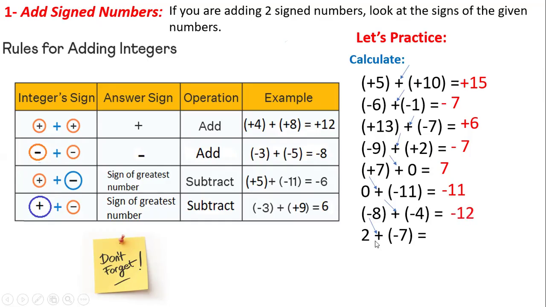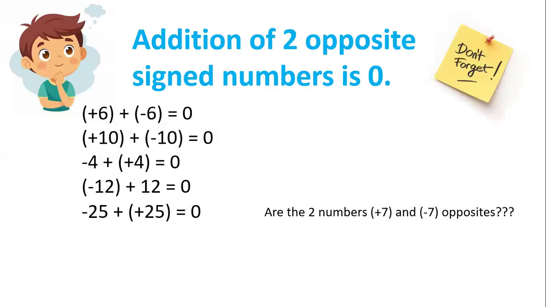2 plus minus 7, of course, the sign of 2 is positive. So a positive added to a negative, who's the greatest? Of course, it's 7. Its sign is minus, so my answer will be negative, and I subtract. 7 minus 2 is 5. Please practice this exercise while watching the video. This is very important. These are the rules of adding signed numbers.